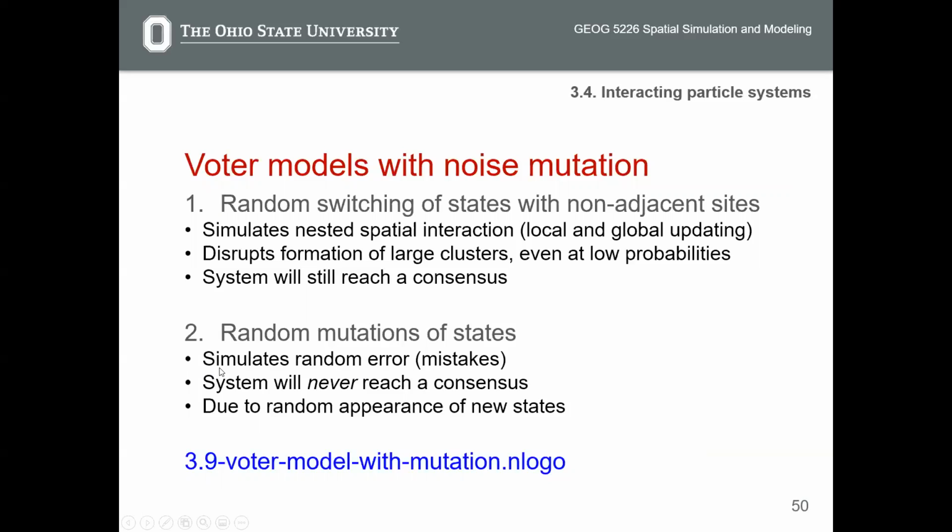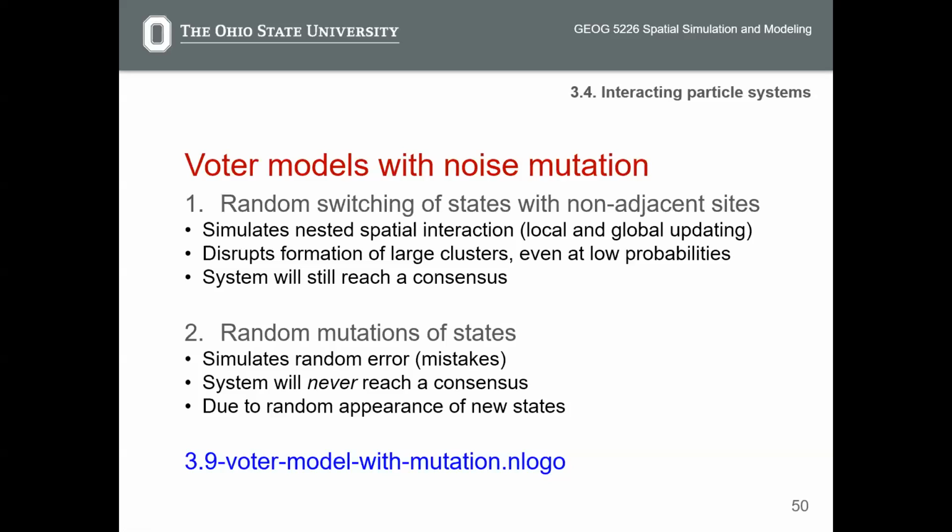It simulates random error. It means that you don't do switching. You simply randomly choose a specific cell and give it another random state. It could be the state it is in right now, or it could be another state. This depends on your specific application. You can decide, but this is actually adding purely random noise into your simulation.